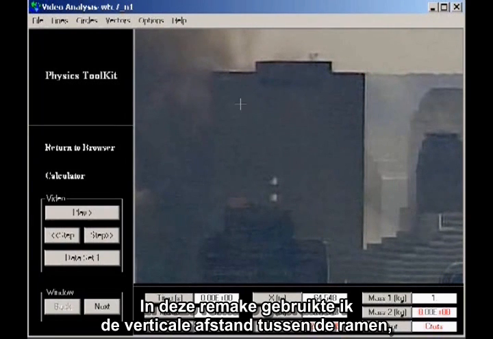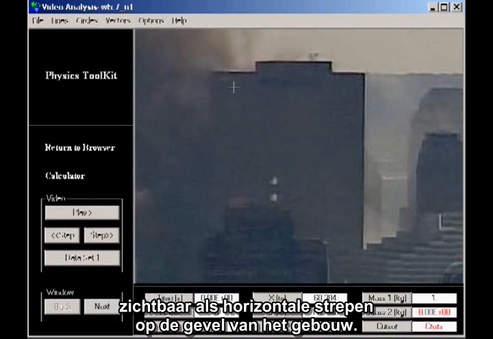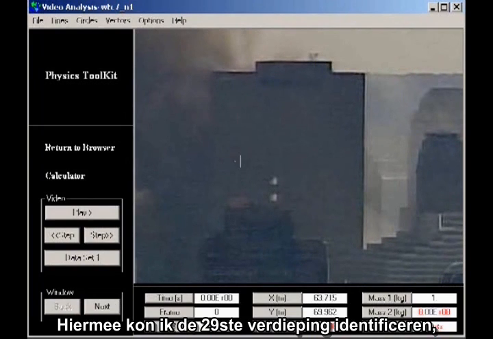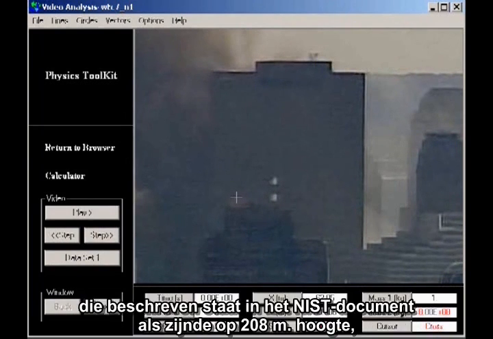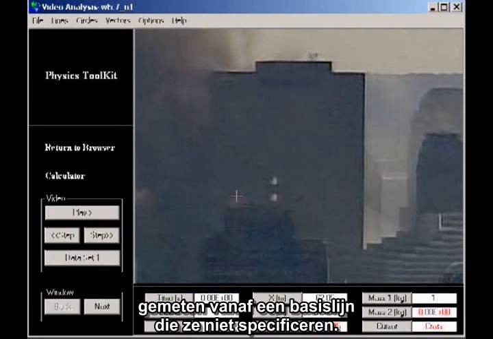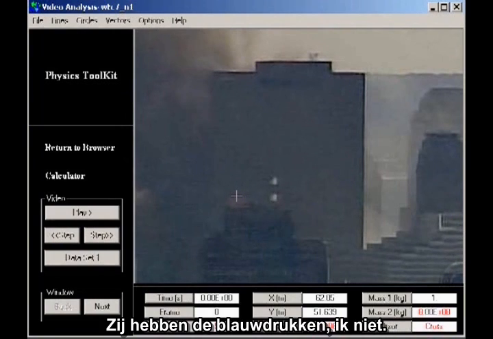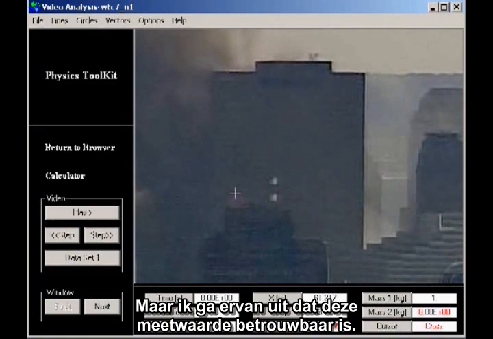In this remake, I've used the vertical spacing of the windows visible as horizontal streaks on the face of the building. From this, I was able to identify the 29th floor, which is listed in the NIST document as having a height of 683 feet 6 inches, measuring from some baseline which they don't specify. They have the blueprints, I don't, but I take this measurement to be reliable.